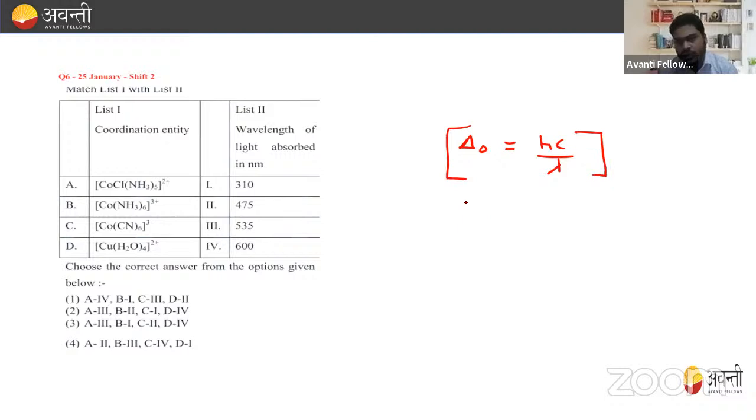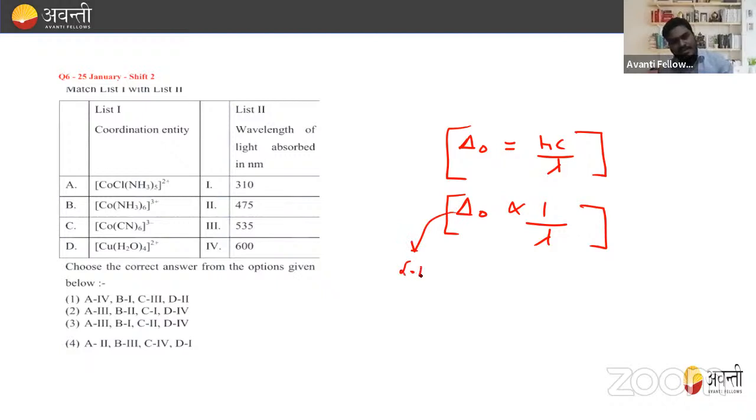Just remember this formula. It means delta O is inversely proportional to lambda, right? Inversely proportional to lambda. It means if a complex is having more delta O, that is more energy gap, right? If the more octahedral splitting is there, then the wavelength is minimum, right? And this itself depends upon the type of ligand.